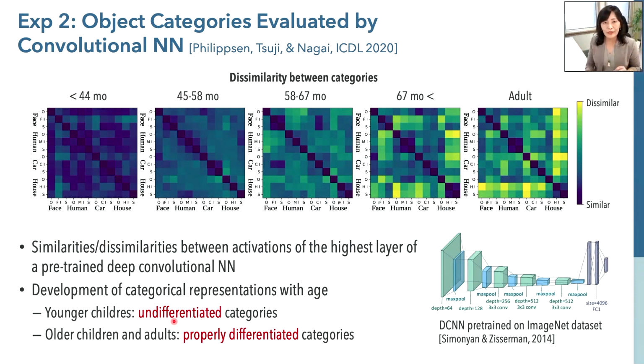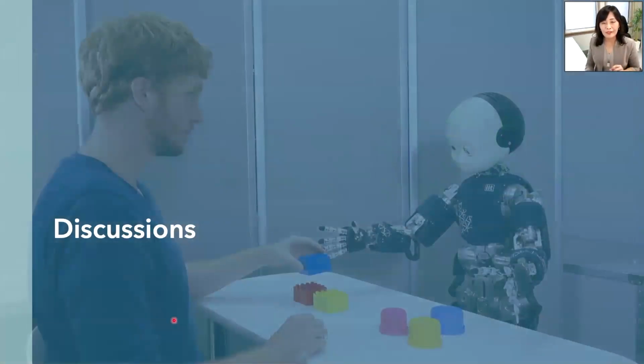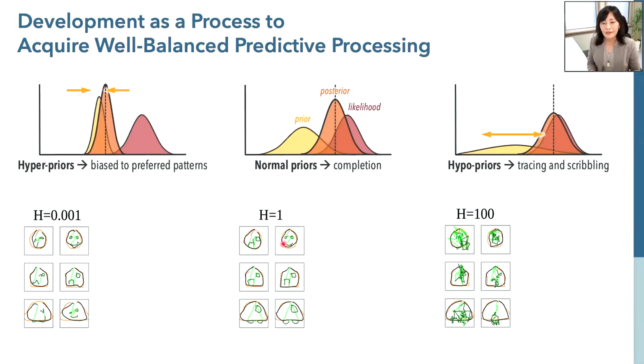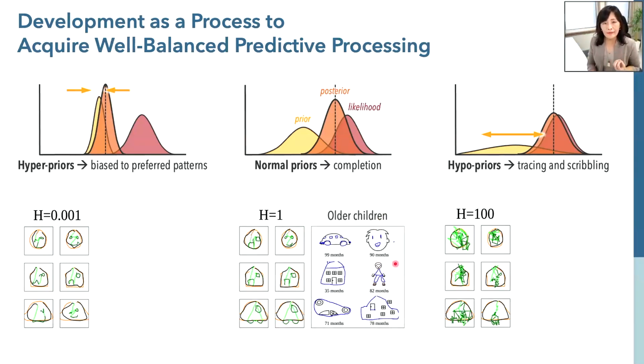So these are the two studies we conducted. What can we learn from these two studies, what insights could we gain? In the first computational study, we designed different prior networks. What we observed is that depending on the precision of the prior, the network behaviors differ very significantly. With the normal prior, the network was very successful in completing the missing parts, whereas with hypo or hyperprior networks, the networks were less successful. And interestingly, we found very similar behavioral patterns in human children.